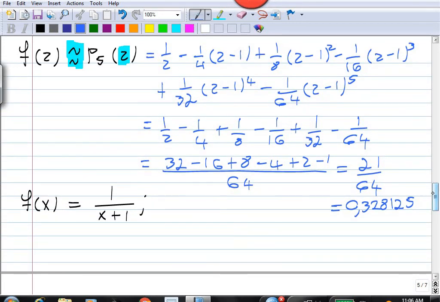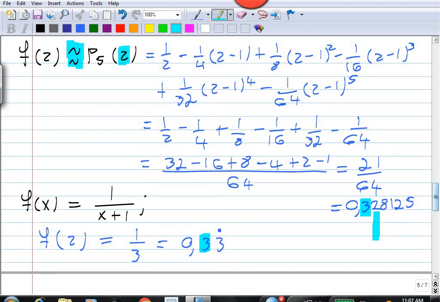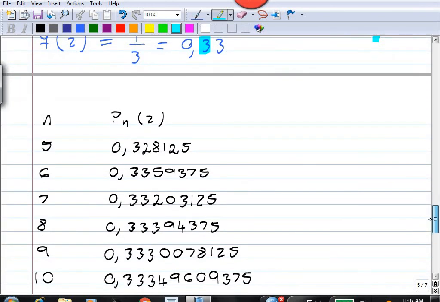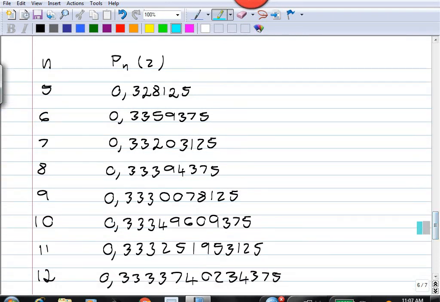Now, how good is this approximation? Well, f of x is 1 over x plus 1. So we can calculate f at 2 as 1 over 3. And 1 over 3 is just 0.33 repeating. So we see our approximation is accurate in the first decimal place. But in the second decimal place, we have a discrepancy. Now, if you were to calculate the Taylor polynomials for different degrees n, then we get this table of values for pn of 2. We've calculated now p5 of 2. If we go 1 degree higher, we get p6 of 2. Now we're accurate to the second decimal place.